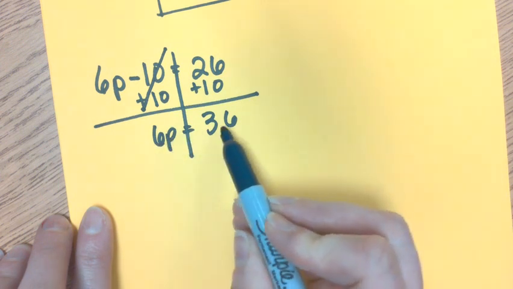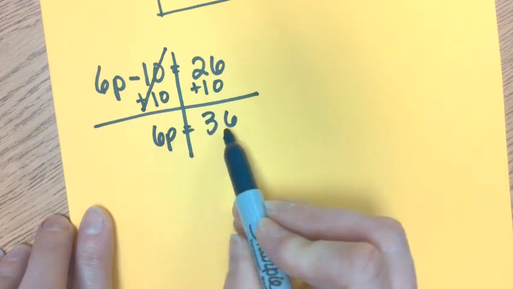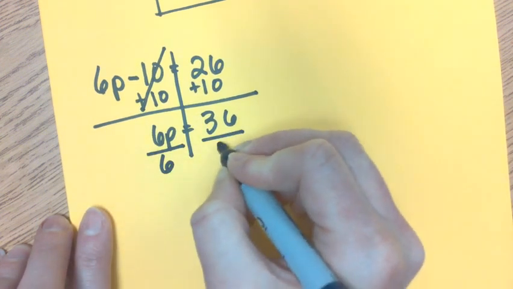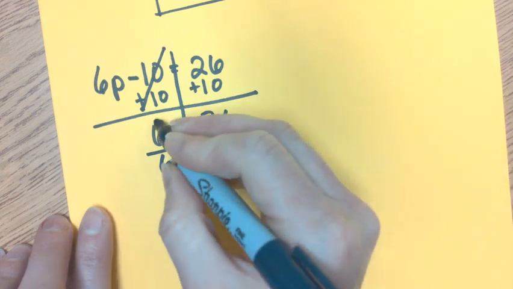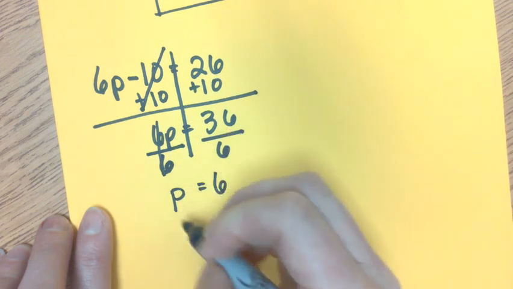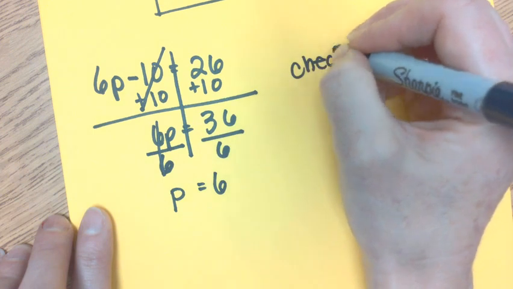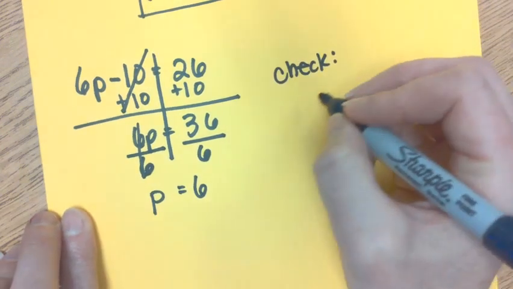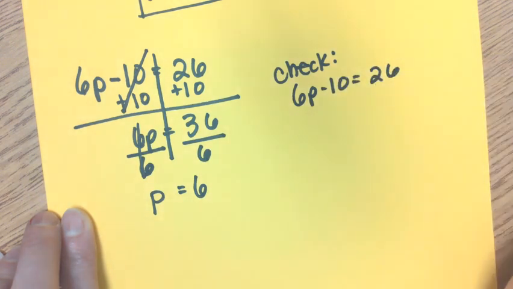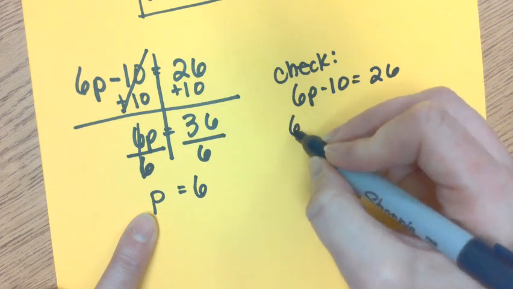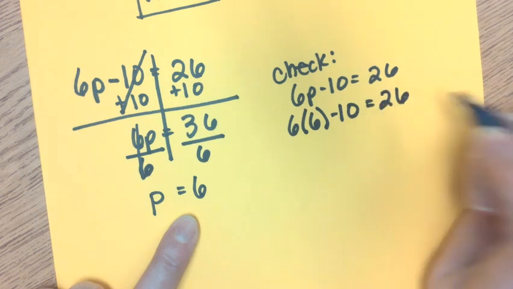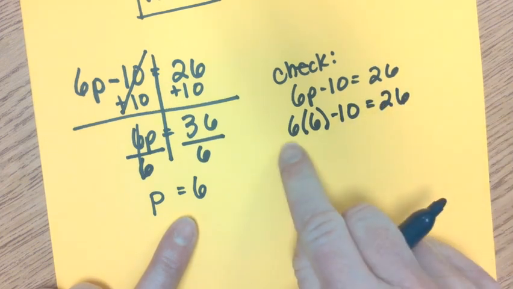6 times p equals 36, so it's saying 6 times what gives me 36. So to easily do that, we are going to do the opposite of times, which is divide. 6 divided by 6 is 1, so we get p equals 36 divided by 6 is 6. But before we say that is correct, we are going to check our answer. So 6p minus 10 equals 26. Plug in the answer that we got. So 6 times the p is 6 minus 10 equals 26. So simple math here. 6 times 6.